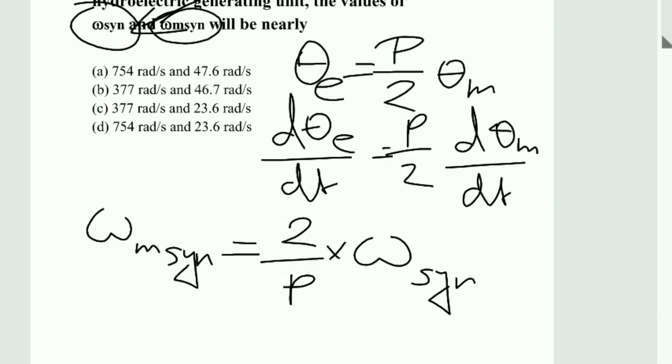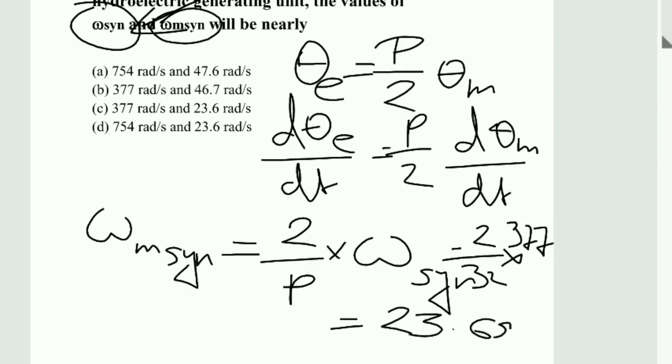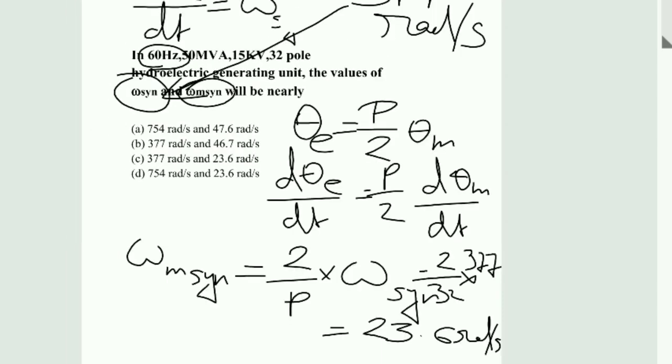So p equals 32, so 2 by 32 into 377, right? If we calculate it, we will get 23.6 radian per second. As both are angular velocities, the unit is the same, 23.6 radian per second. Okay, clear? So the answer C is true.